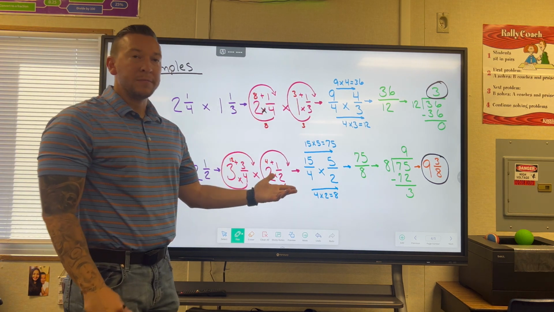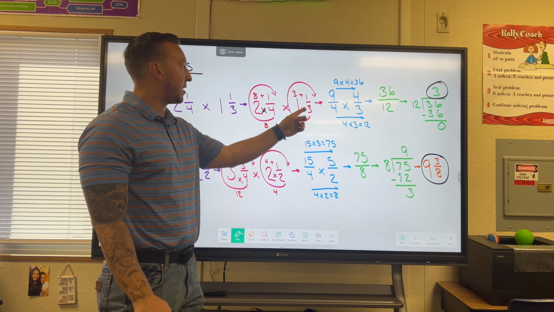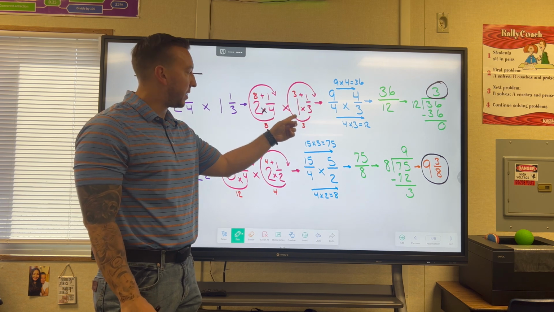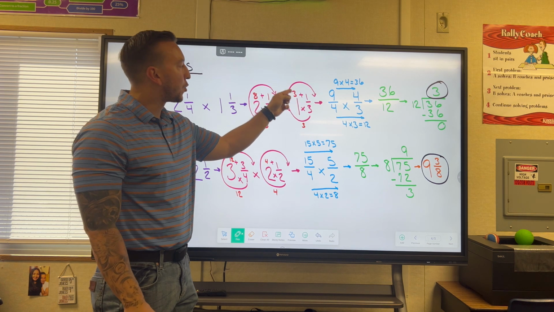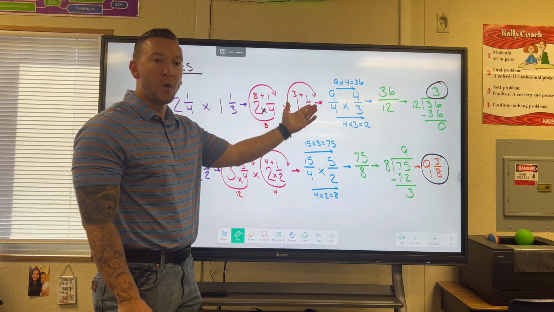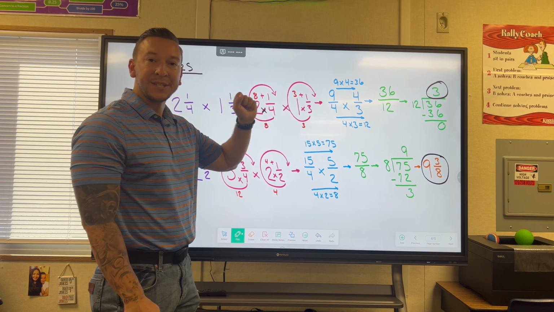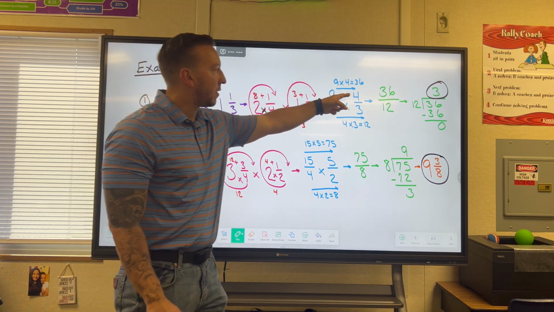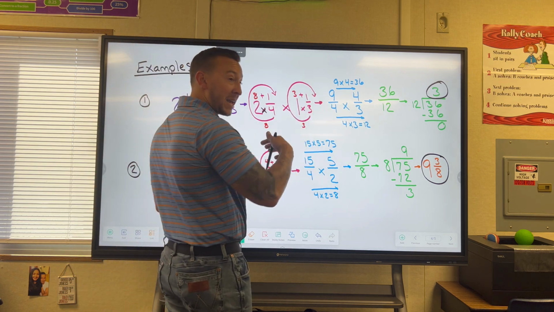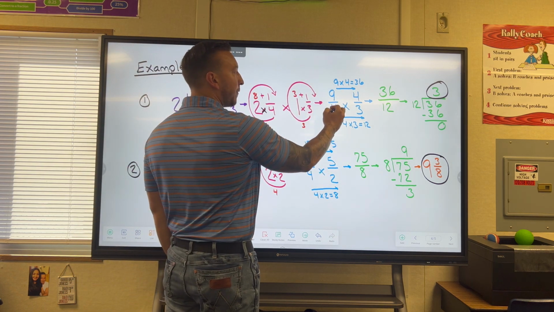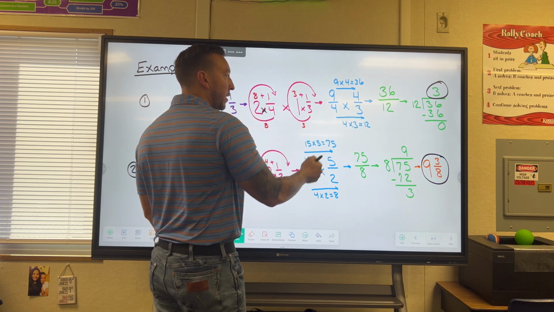Now for the second one, same strategy. 3 times 1, that gets me 3. Follow the spin wheel, stops up here. 3 plus 1 is 4. Denominator stays the same, 4 over 3. So now my improper fractions are 9 over 4 times 4 over 3.